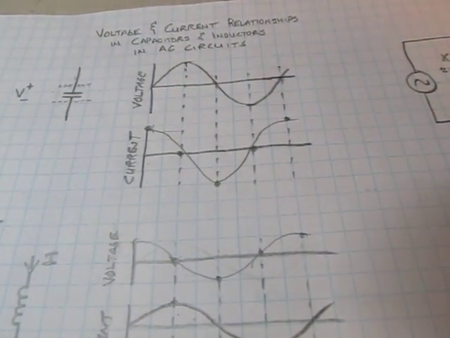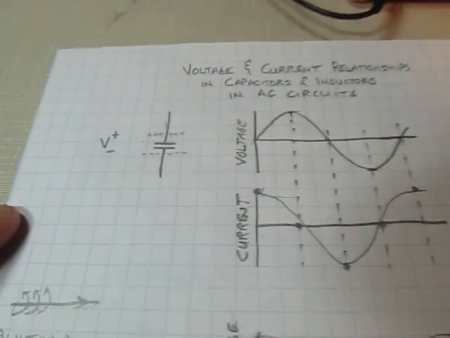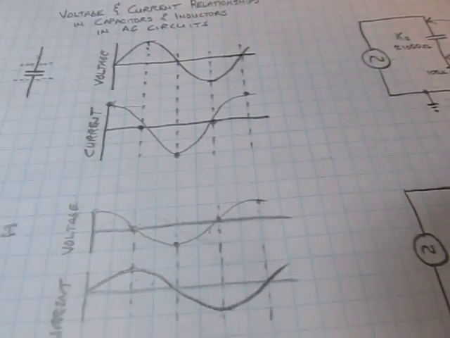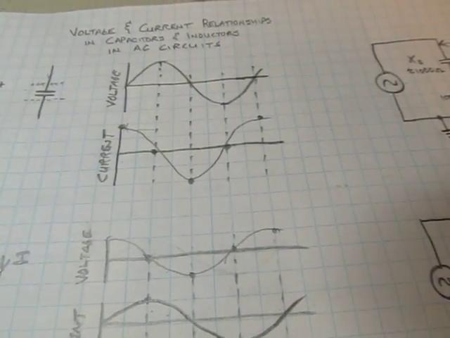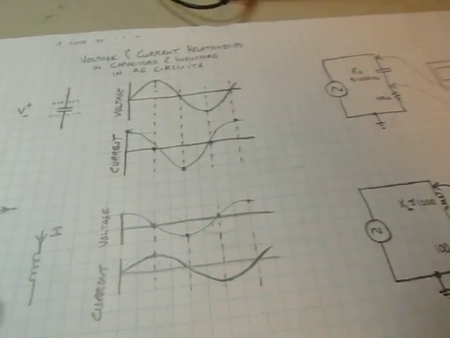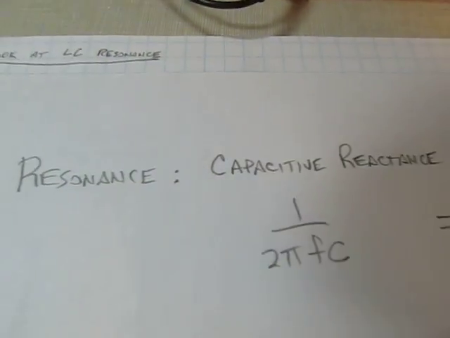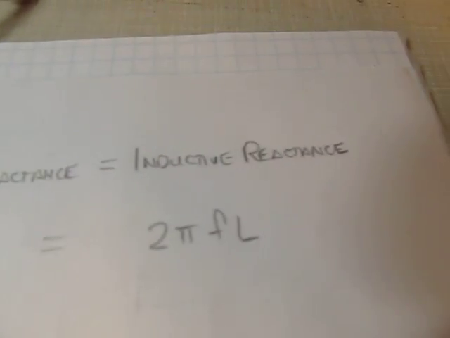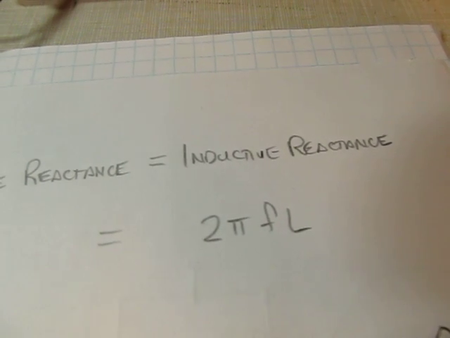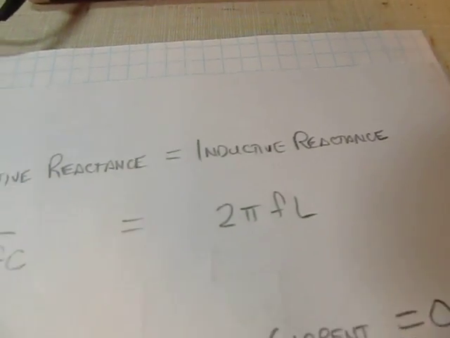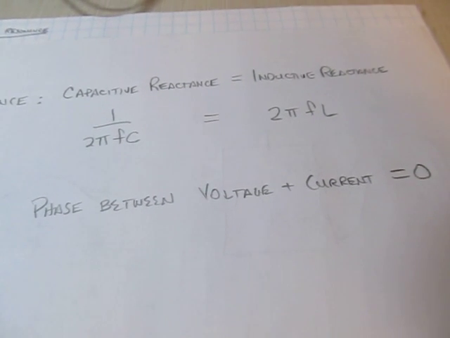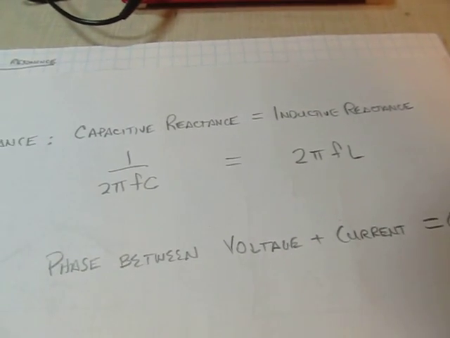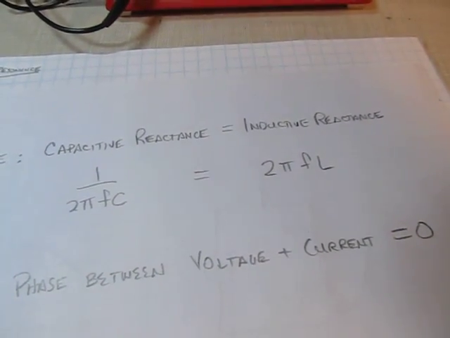So in this video we're going to take a quick look at what happens when we start combining inductors and capacitors in circuits, and some special things that happen particularly at resonance. So what is resonance? Resonance is essentially when the capacitive reactance, or 1 over 2 pi f C, is equal to the inductive reactance in the circuit, 2 pi f L. And it also means that the phase between the voltage and current is equal to 0, like a resistive circuit.